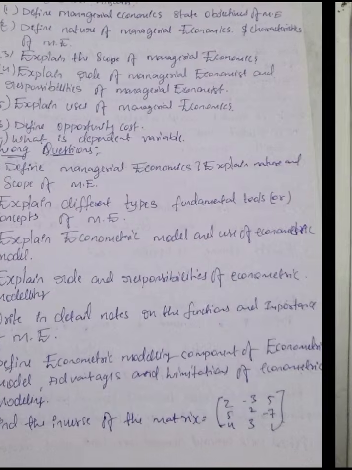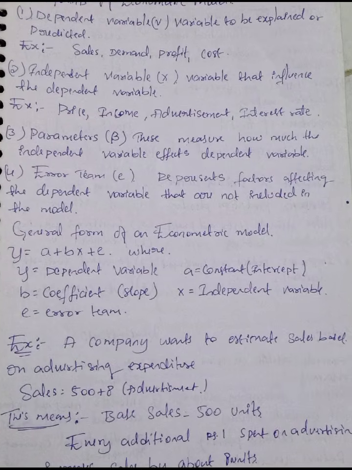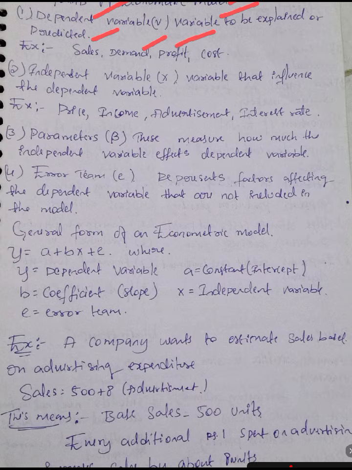So let's discuss the components of an econometric model. What are the components here? First component is the dependent variable, the variable to be explained or predicted. Examples: sales, demand, profit, cost, etc.